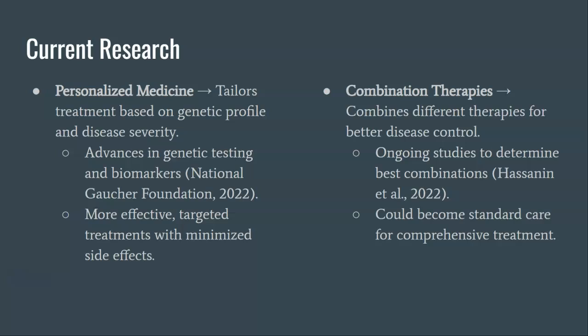Finally, combination therapies are another form of treatment. The idea is to combine multiple different treatment types to form a comprehensive plan for disease control. There are multiple ongoing studies that are researching the best combination of treatments. This is a very likely form to become a standard mode of comprehensive care for those affected by Gaucher disease.